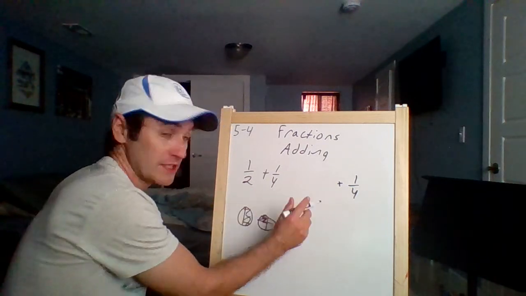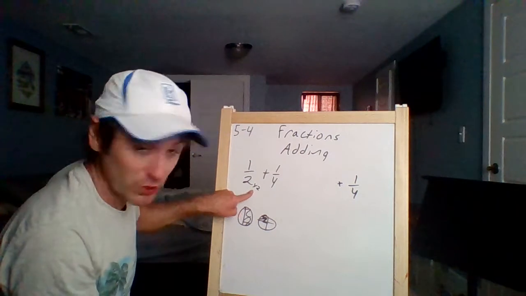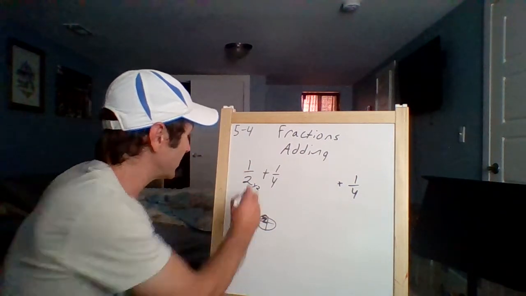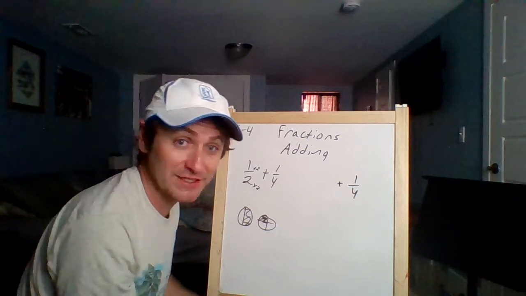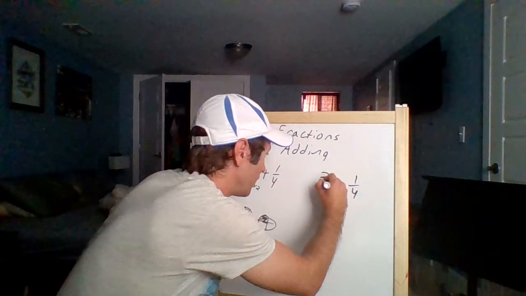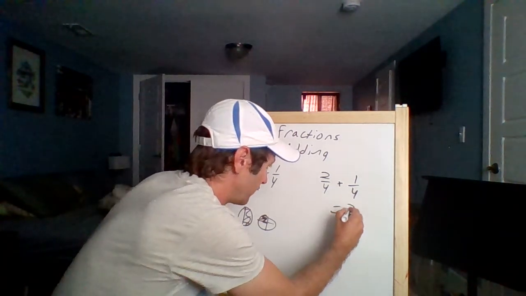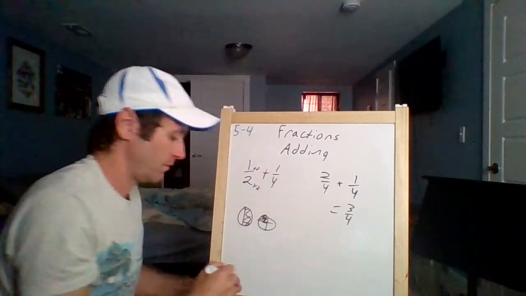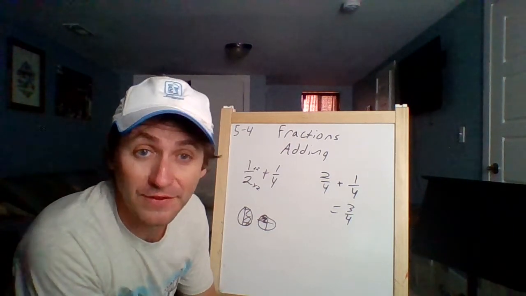2 times what is 4? You're right. 2 times 2. If I do it to the bottom, what do I need to do to the top? 1 times 2. 1 times 2 is 2. 2/4 plus 1/4 is 3/4. Okay. I'm going to send you to try this on IXL.